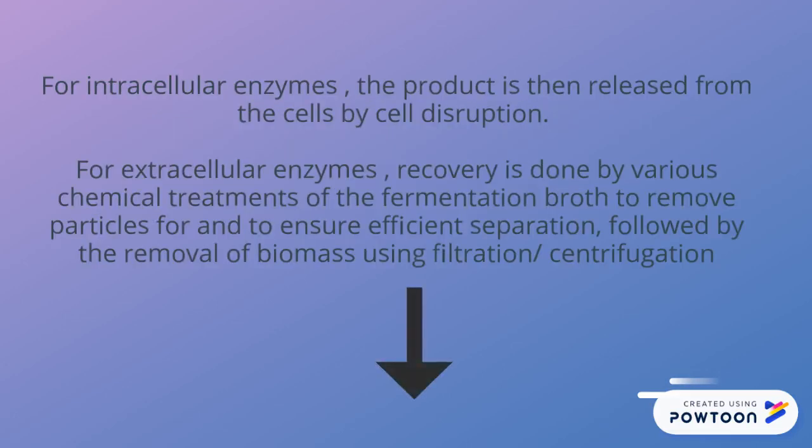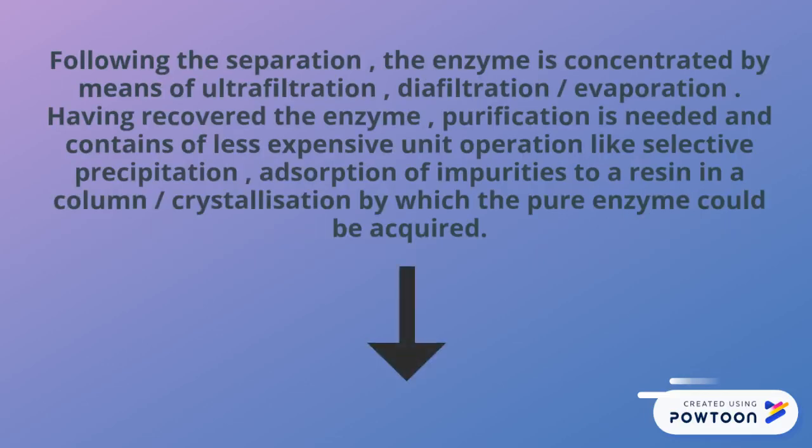For intracellular enzyme, the product is released from the cell by cell disruption. For the extracellular enzyme, recovery is done by various chemical treatments of the fermentation broth, followed by removal of biomass using filtration or centrifugation. After the separation, the enzyme is concentrated by means of ultrafiltration, diafiltration, or evaporation. After recovering the enzyme, purification is needed and consists of less expensive unit operations like precipitation, adsorption of impurities, resting in a column, or even crystallization where the pure enzyme could be acquired.